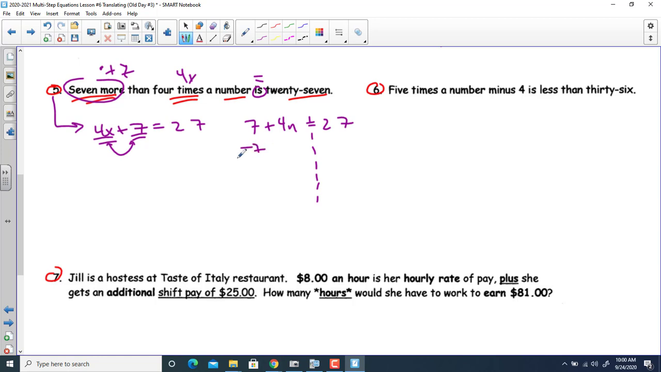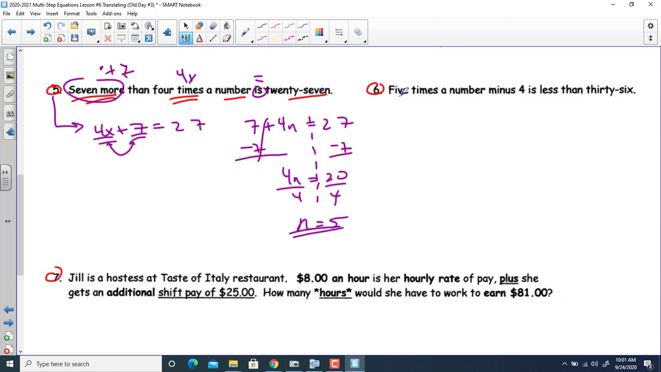So hopefully you guys subtracted 7. You decreased the 7 from both expressions. You got 4n equals 20. You divided out the coefficient of 4, and you were left with n equals 5. Hey, who all got it right? Show of hands, unmute, say me.